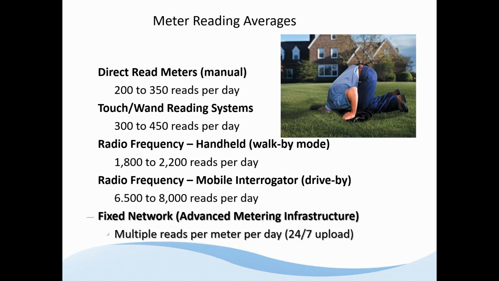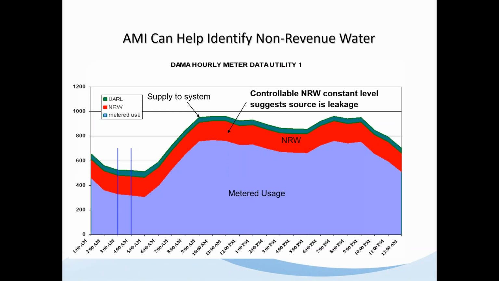Reading averages, direct read meters. If you're still doing that, it goes through all this. That's why fixed networks are becoming so popular, because you can read everything every day, 24 hours a day. AMI can help identify non-revenue water. It's an important tool in our apparent loss.